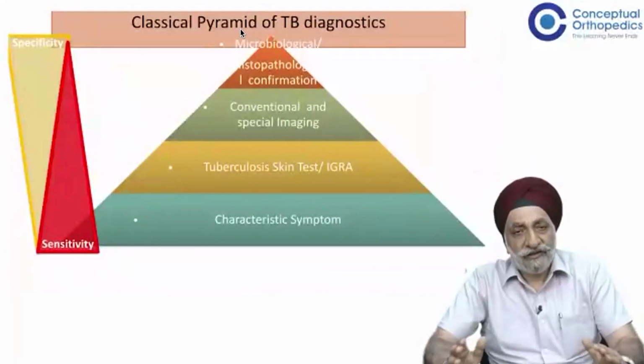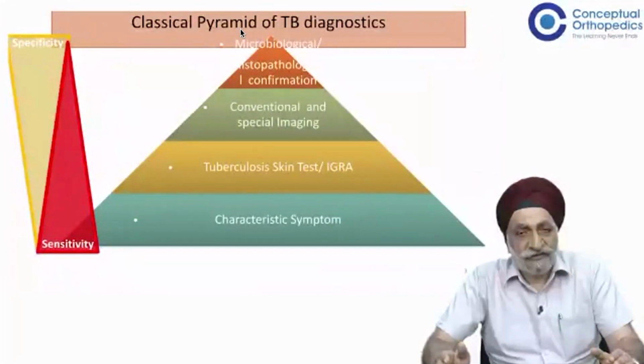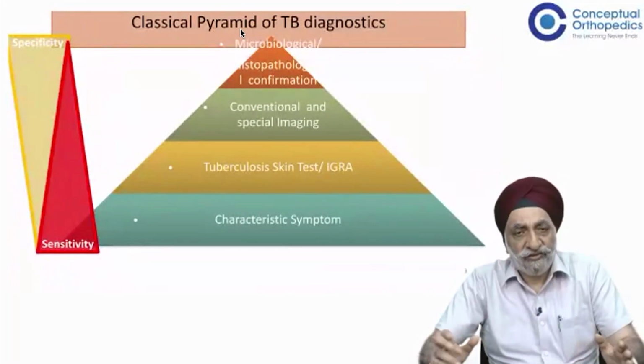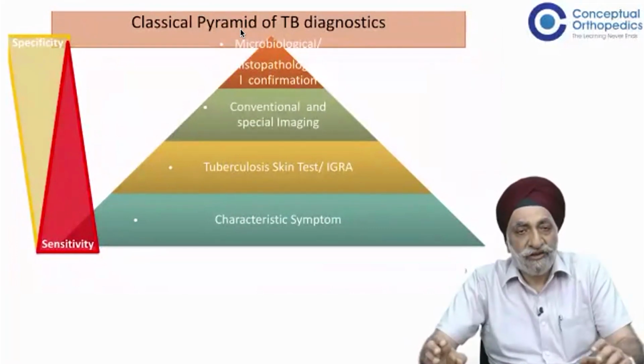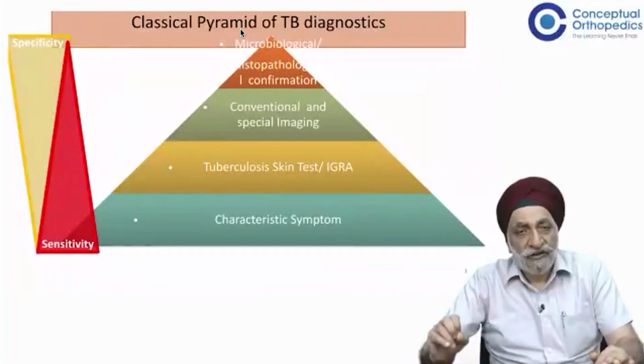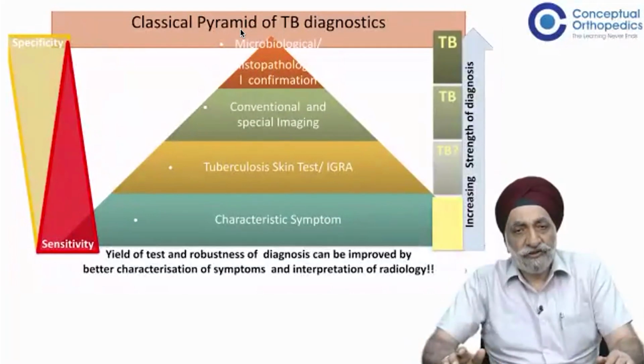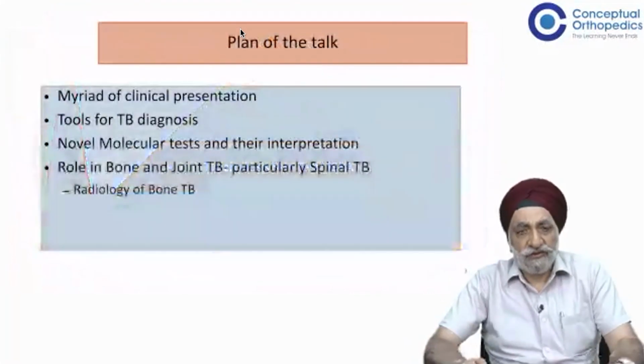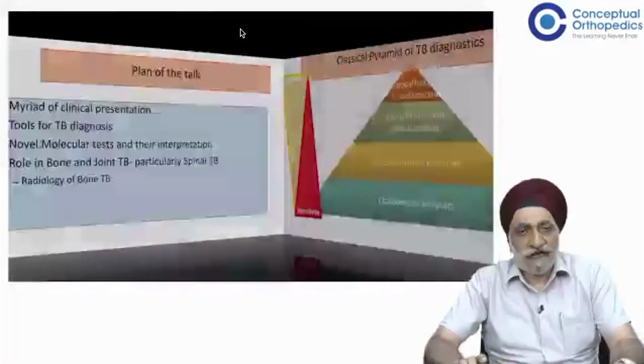So if one looks at the classical pyramid of TB diagnostics, it always starts with the characteristic symptoms. So you have a chronic presentation or a typical presentation with constitutional symptoms, which makes you think that, okay, this may be likely to be tuberculosis. Then we support that diagnosis. So let us learn about these in detail.